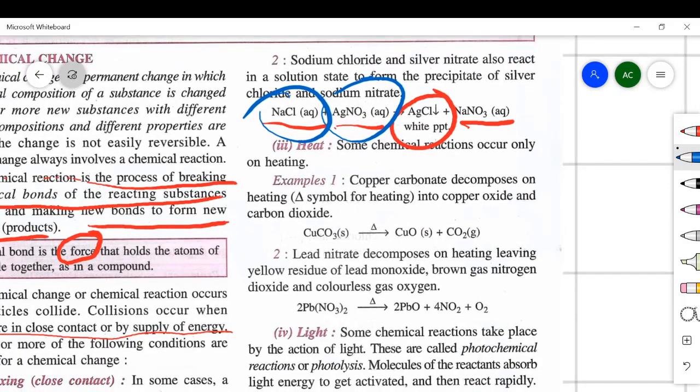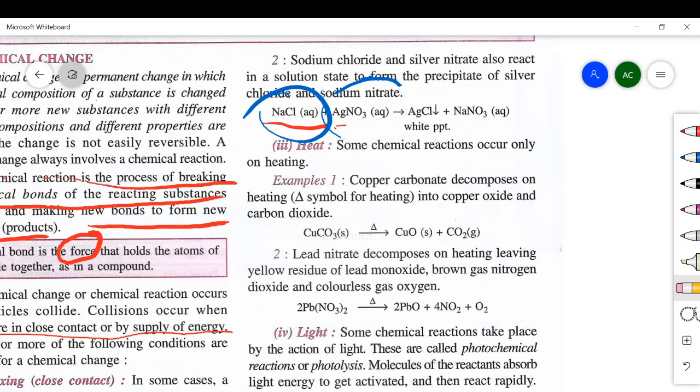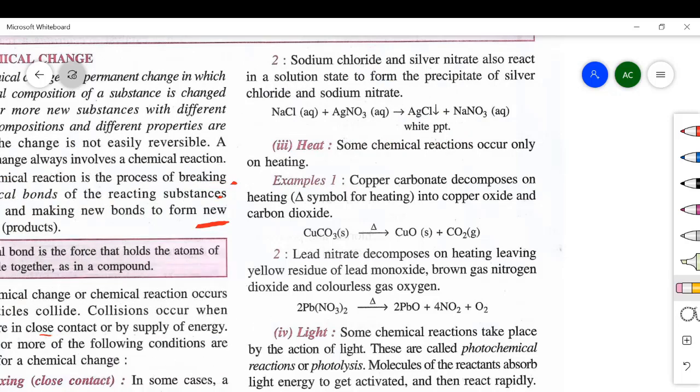Another condition is heat. Some reactions only happen when they are provided with heat. Let's see the examples. The first one is copper carbonate. You are breaking down copper carbonate into two compounds, copper oxide and carbon dioxide. The delta symbol is for heating, you all know that. So here, when heat is provided, only then will this compound break down into copper oxide and carbon dioxide. This is an example of a reaction occurring only on heating.